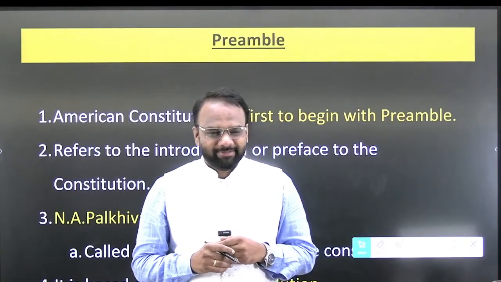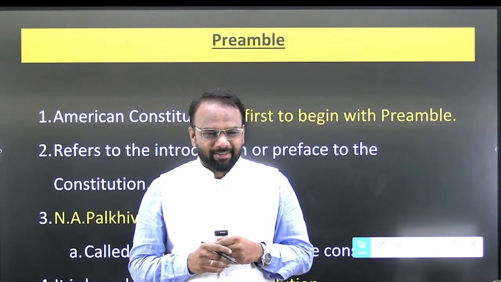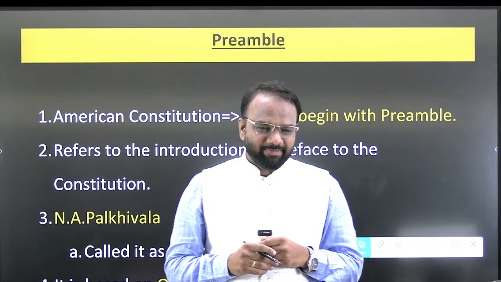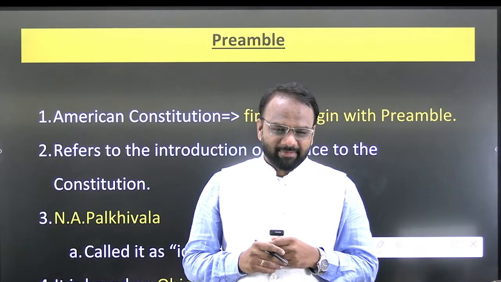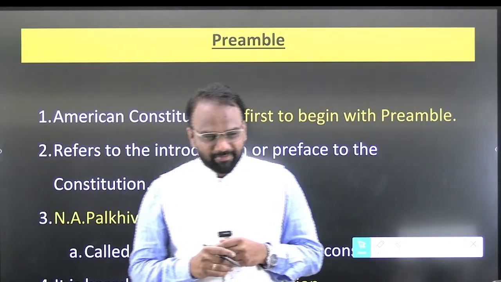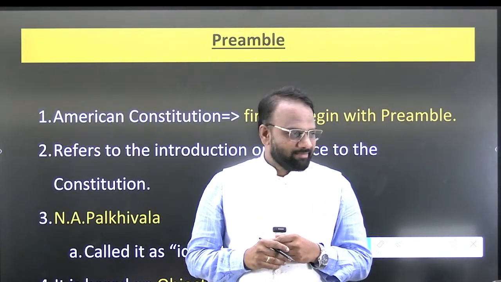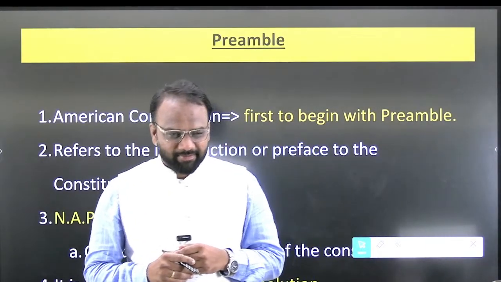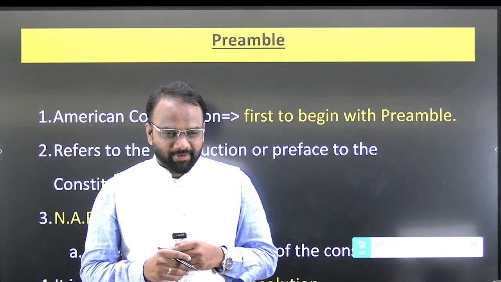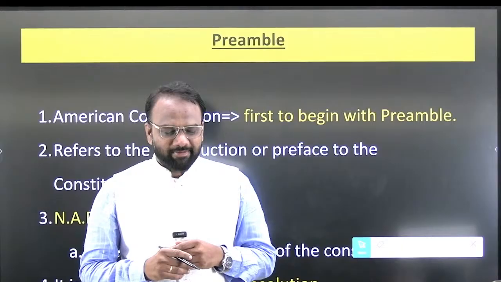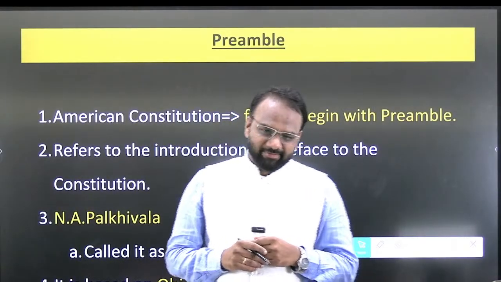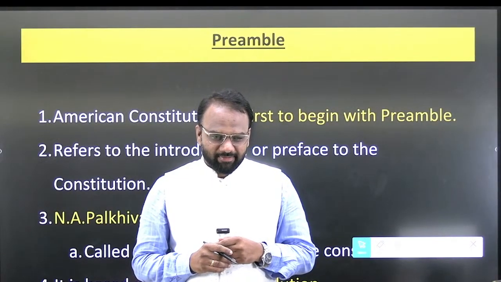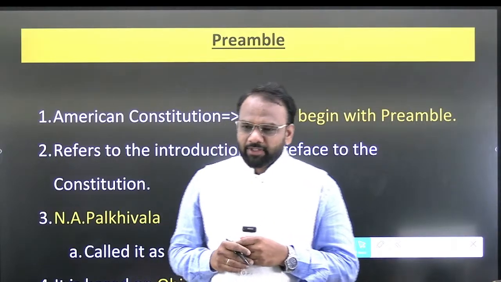The people of India solemnly resolve to constitute India into a sovereign, socialist, secular, democratic republic, and secure to all its citizens justice, social, economic and political; liberty of thought, expression, belief, faith and worship; equality of status and opportunity; and to promote among them all fraternity, assuring the dignity of the individual and the unity and integrity of the nation. In our Constituent Assembly, this 26th day of November 1949, we do hereby adopt, enact and give to ourselves this Constitution. Very good. So this is our preamble.